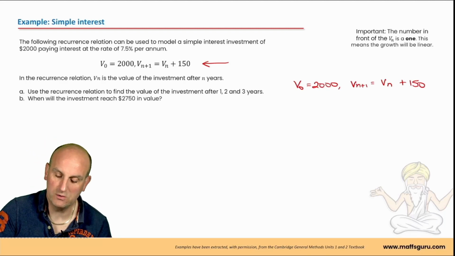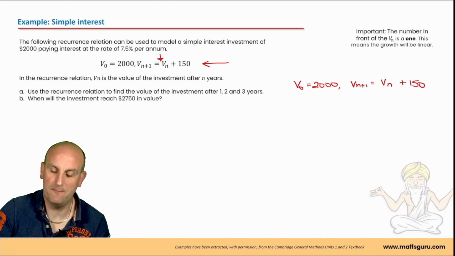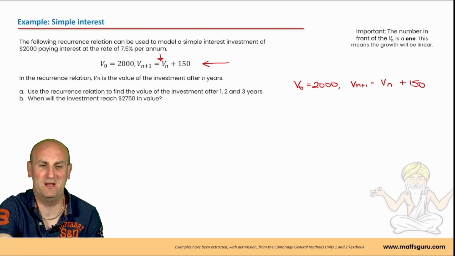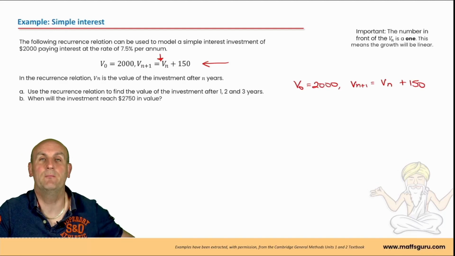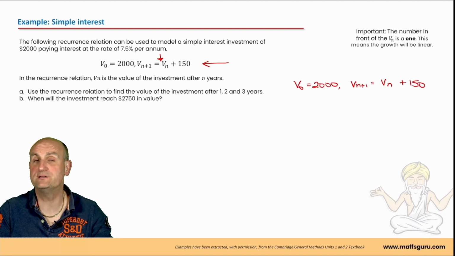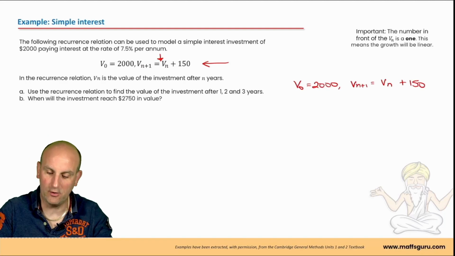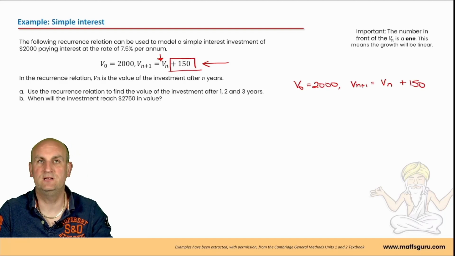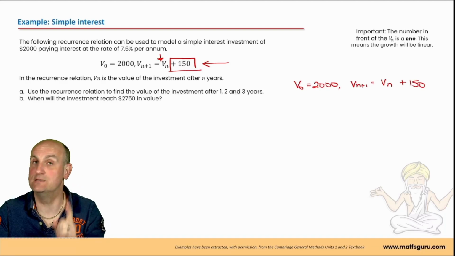But what I also need you to know is that there's a number in front of the Vn. You're going to say, there's no number there. But there is. It's the number 1. Please don't forget the number 1. Because that's a 1, it's linear growth, and because in this situation that's plus 150, that is what is making it linearly grow. Whenever the number in front of the Vn is not 1, then we are going to end up with geometric growth. That's something to look for in a moment.